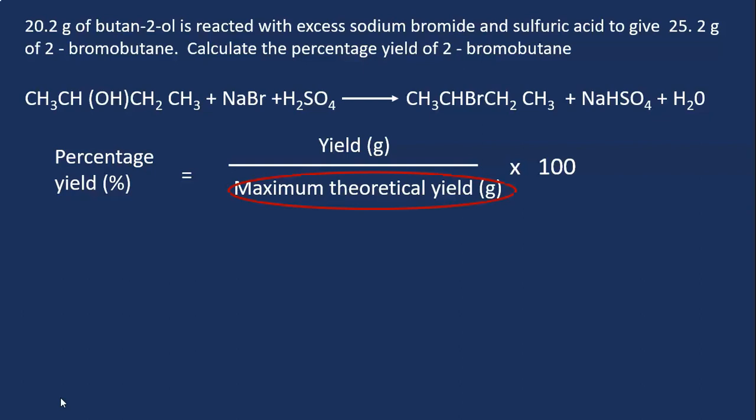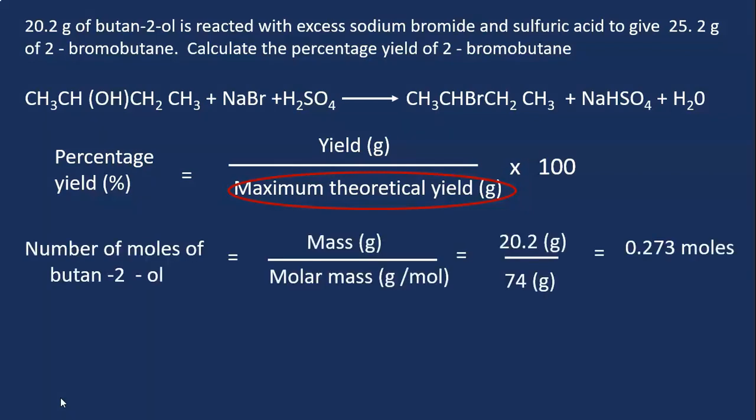Let's start by calculating the maximum theoretical yield of 2-bromobutane. In this reaction, 20.2 grams of butan-2-ol was used. Convert the 20.2 grams of butan-2-ol to number of moles. Number of moles of butan-2-ol that was used is equal to the mass divided by the molar mass, and this is equal to 20.2 divided by the molar mass of butan-2-ol, which is 74. This gives us 0.273 moles.